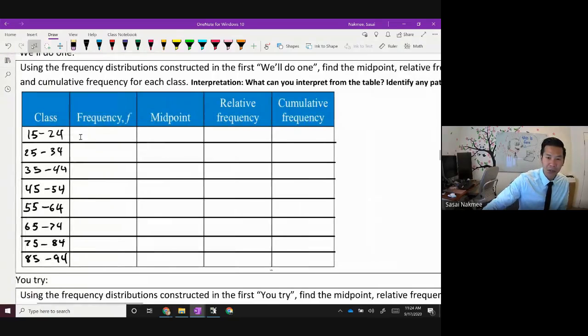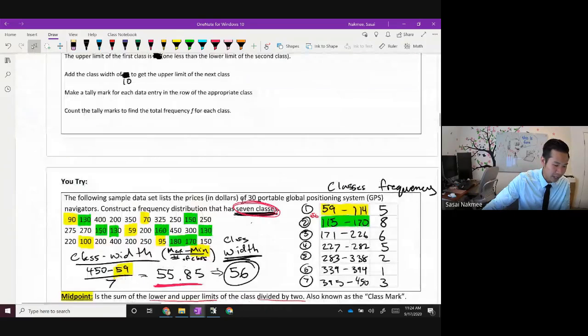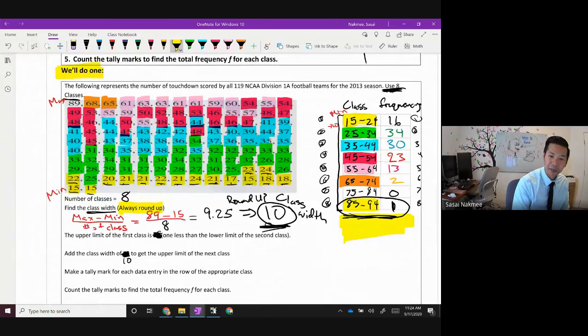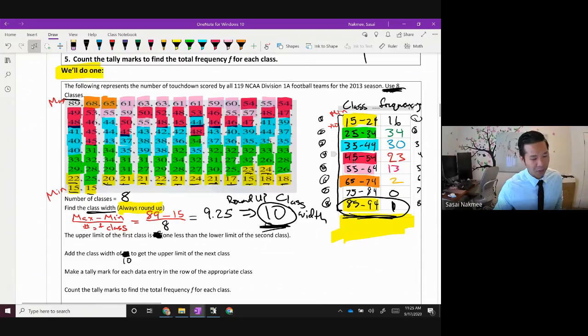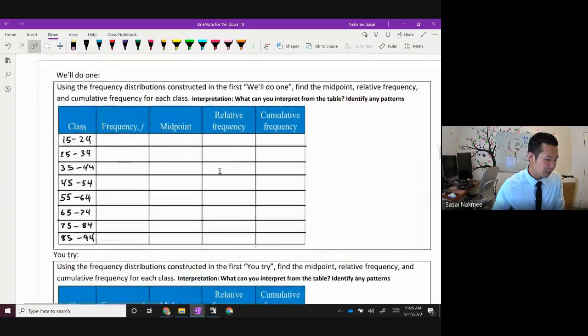Oh, and for those who are wondering, how did I get these numbers? All I'm doing is looking at the will do we did earlier from last class. You see right here, it says will do one. That's what they're telling me to focus on. And we got this table from last time. So I'm just copying it down. I'm getting the numbers from these classes. You see 15 to 24, 25 to 34, 35 to 44, 45 to 54, 55 to 64. I'm just taking them and transferring them down to this table down here, okay?